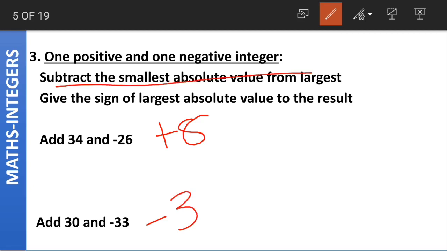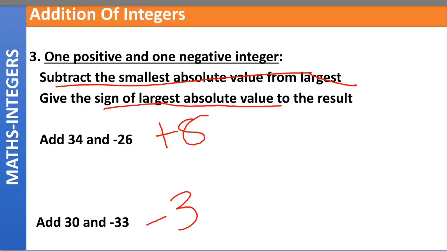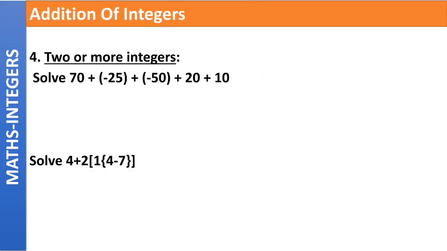You have to subtract the smallest absolute value from the largest and give the sign of the largest absolute value to the result. I hope this is clear. Don't get confused in putting up the signs. You have to put the sign of the larger absolute value on the result. Again, what do we do when we have two or more integers?